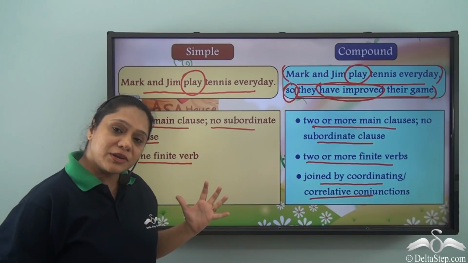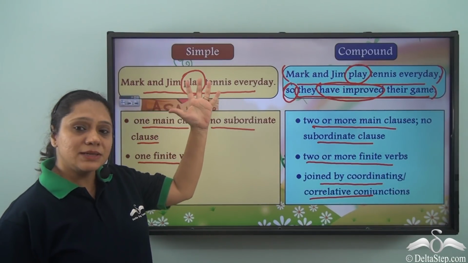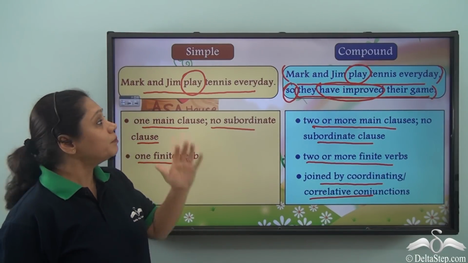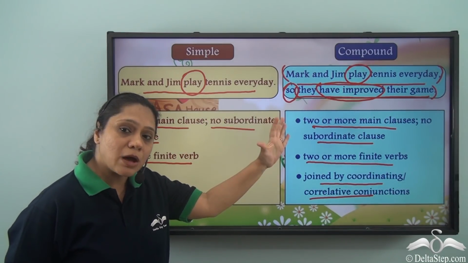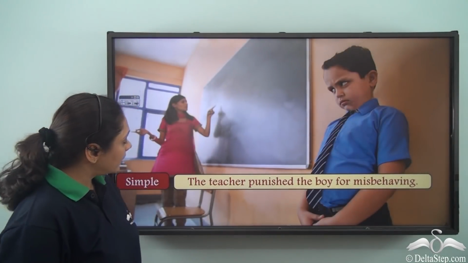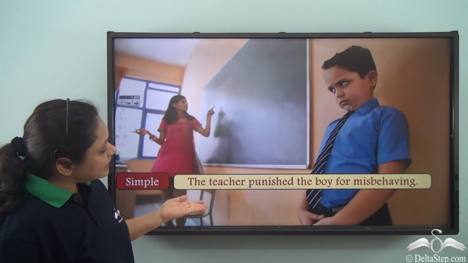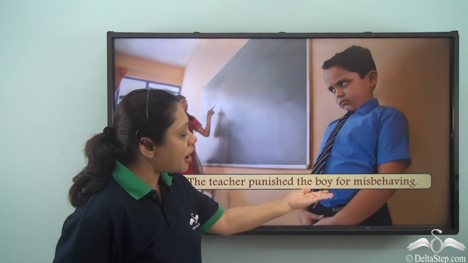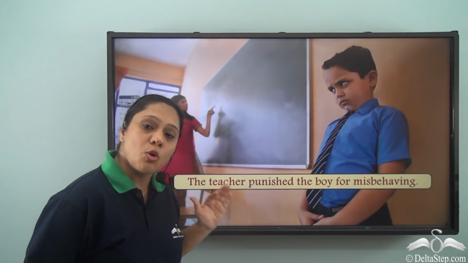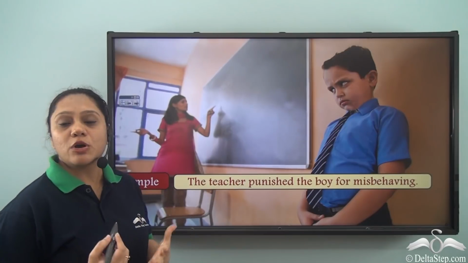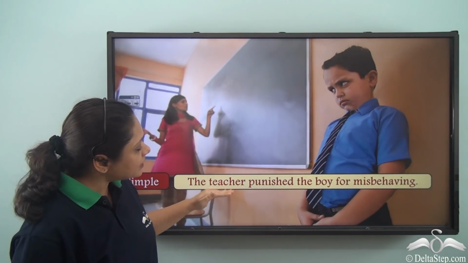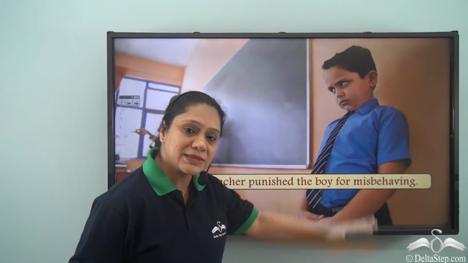So, now that we have revised what is a simple sentence and a compound sentence, let us learn how to transform a simple sentence into compound sentence and vice versa. Now, if I say, the teacher punished the boy for misbehaving, this is a simple sentence. Why is it a simple sentence? Because it is made up of one independent or main clause. The teacher punished the boy for misbehaving.